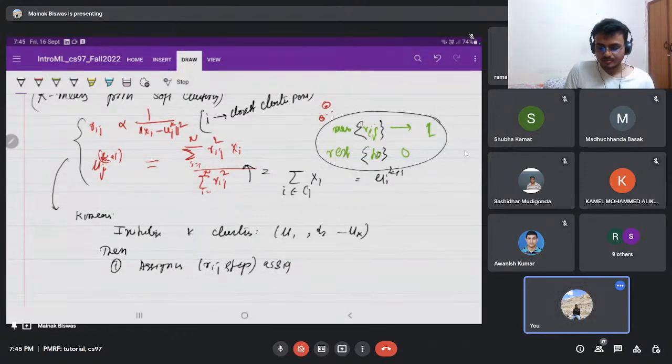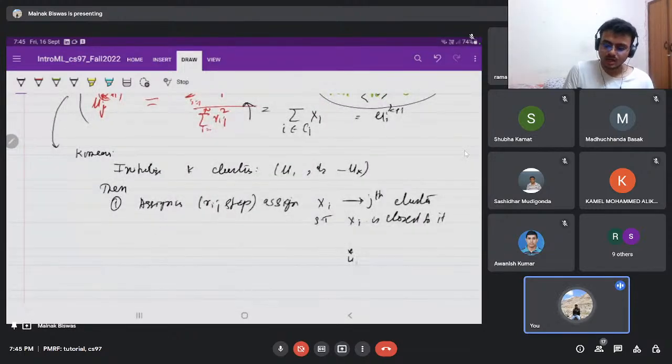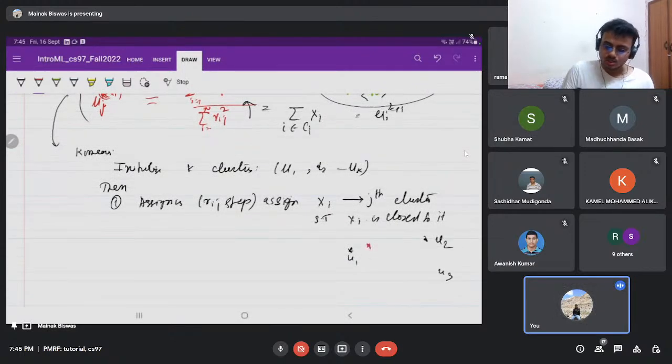Assign xi to the jth cluster such that xi is closest to it. So what do I mean by closest to it? If you have mu1 here, mu2 here, mu3 here, and this is xi, you assign the cluster of xi equal to 1. Now I think you will get the catch between these two.